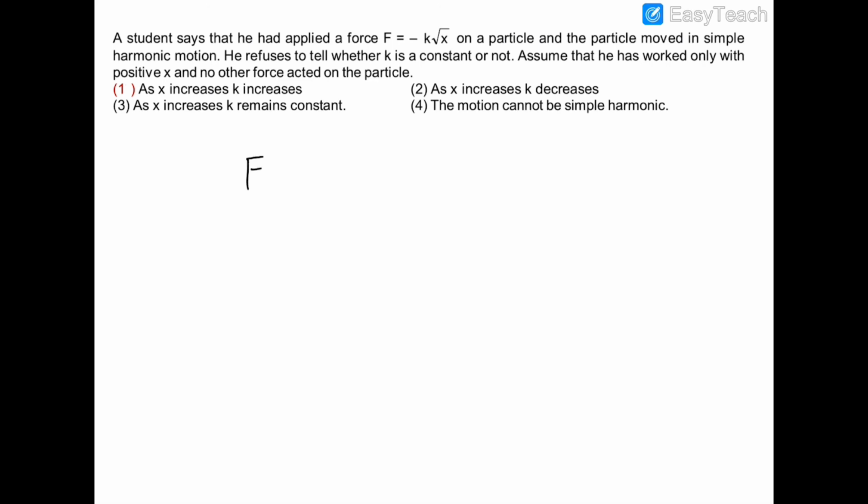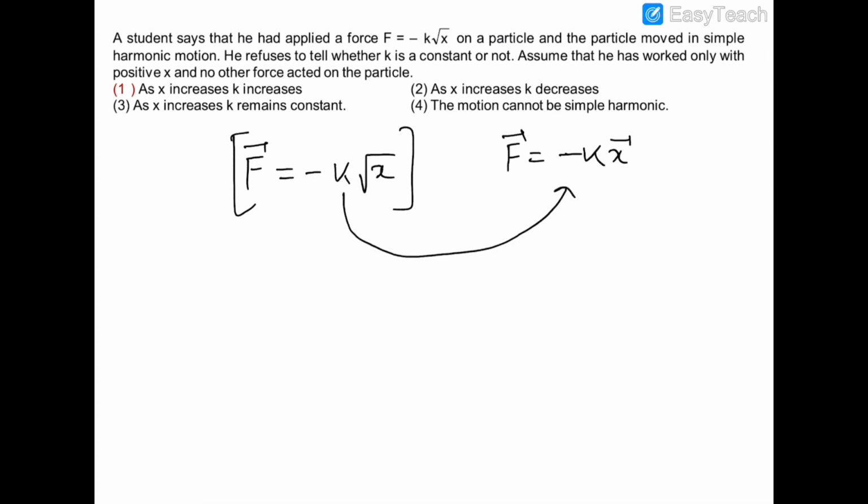So if he says that this is an equation of simple harmonic motion, then if we compare it with the equation of simple harmonic motion, which is F is equal to minus kx, we can see that this k would depend on x, because in this case the power of x is root, which is 1 by 2, and in the standard case the power of x should be 1, which means the value of this k can be equal to, let's suppose this is small k, and this is capital K.